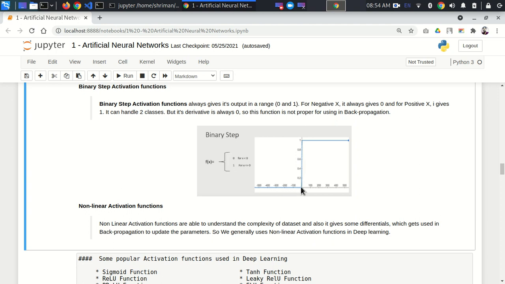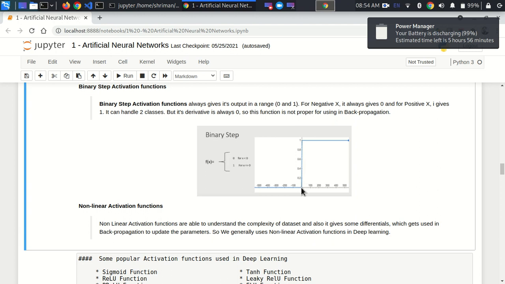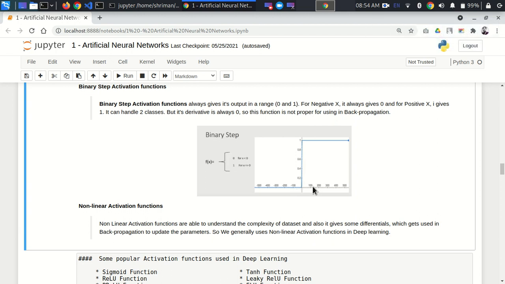But at x equal to 0, this particular point, what would the change be? If I change this value, is any kind of change going to happen? No. And again from here it is 0. So its derivative is always 0, so this function is not proper for use in backward propagation.